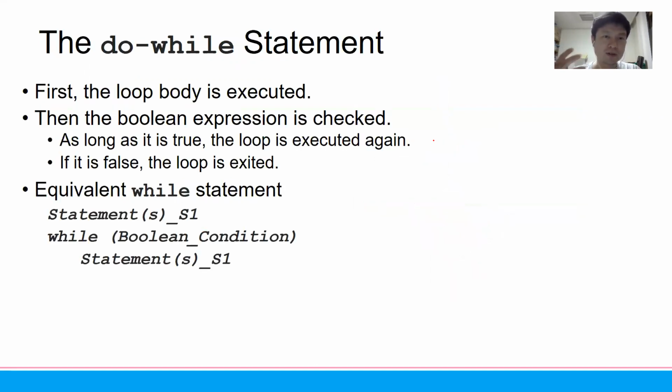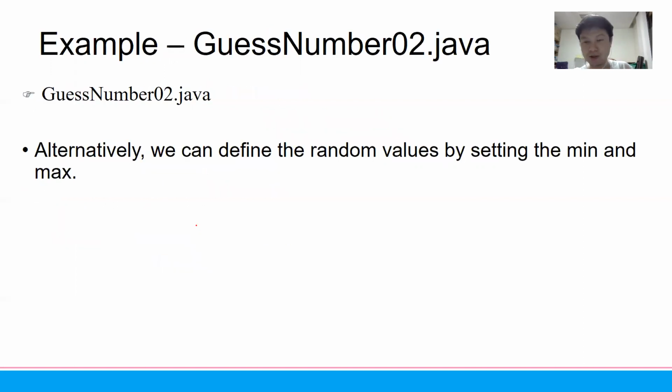First you will execute, and then the Boolean expression is checked. As long as it is true, the loop is executed again. If it is false, the loop is exited. This is equivalent to something like this: you have the statement, the first statement will be executed, and after you execute the first statement, then you will check the condition. That's the idea about the do while.